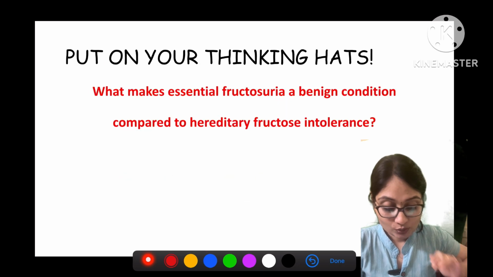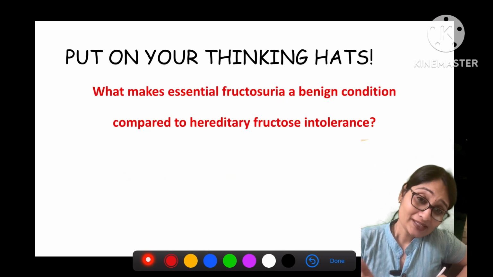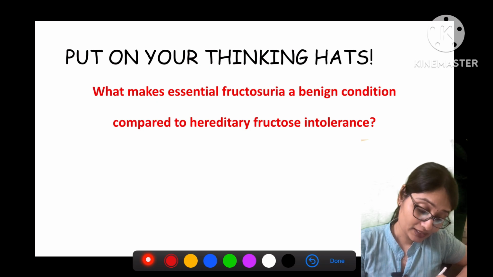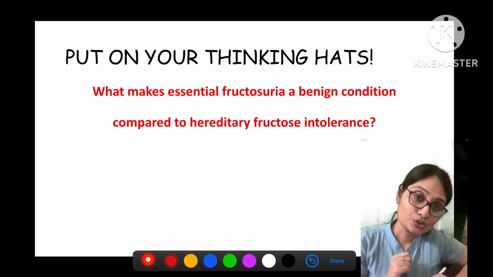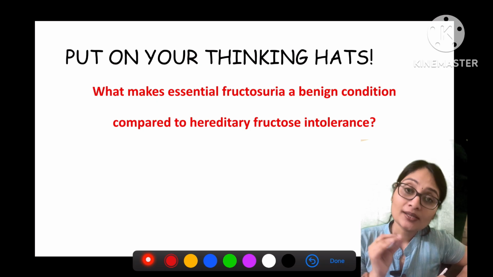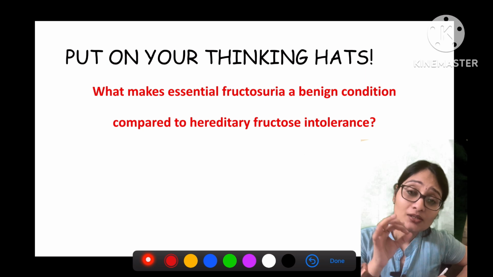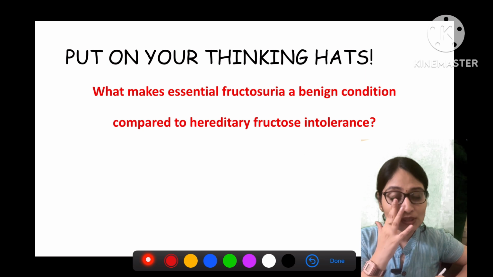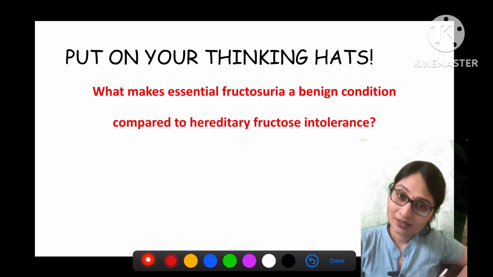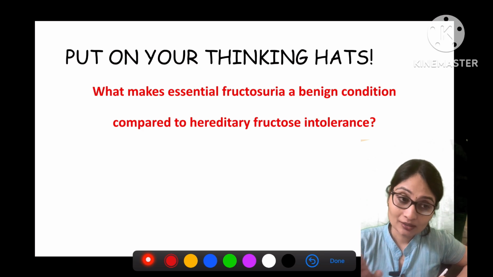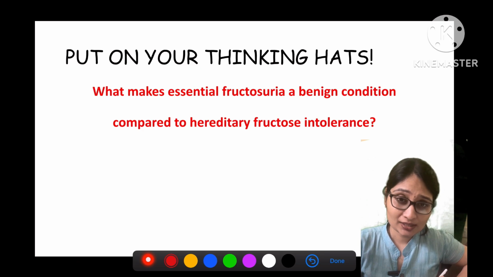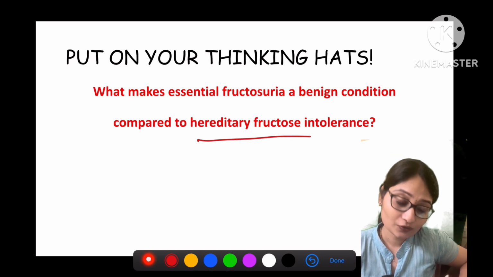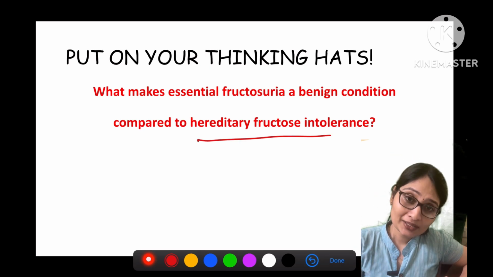So there is one question for you all. What makes essential fructosuria a benign condition compared to hereditary fructose intolerance? I told you in essential fructosuria, there is only one manifestation, that is excretion of fructose in urine. Otherwise, the patient will be all right. He'll not have any other manifestation as seen in hereditary fructose intolerance. Any idea why?